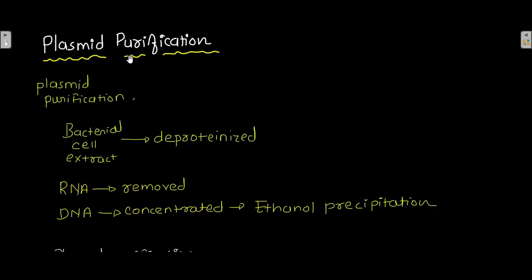Plasmid purification. In plasmid purification, the bacterial cell extract is deproteinized, then RNA is removed, and then the DNA is concentrated by ethanol precipitation. So this is what we do in plasmid purification. Now let's look at it in detail.